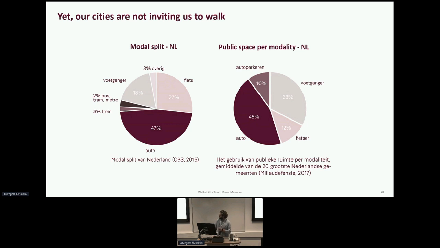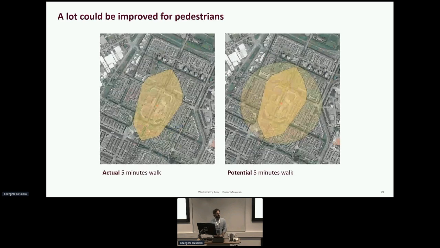The other pie chart on the right shows similarly how our public space is divided between modes of transport. You can see that 45% of the public space is dedicated to the private vehicle, plus another 10% for parking these vehicles, while only 33% is dedicated to pedestrians. And that is why we want to act towards improving walkability.